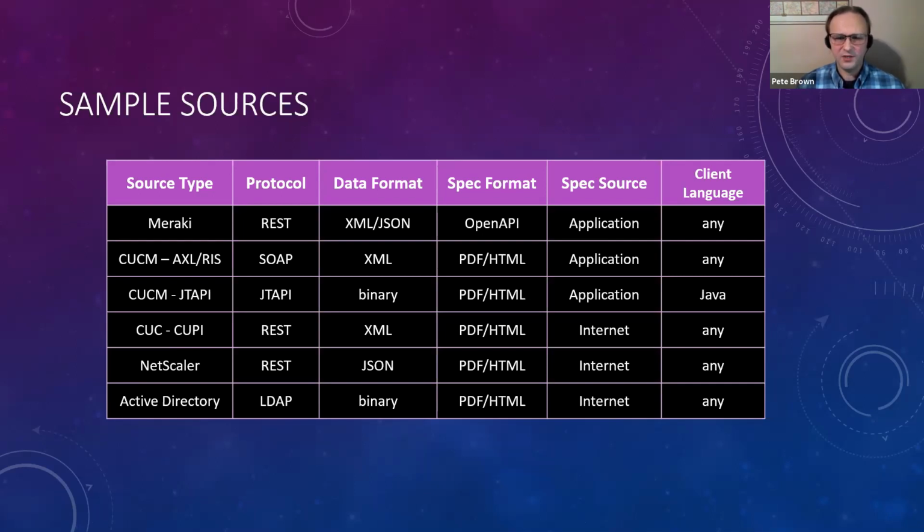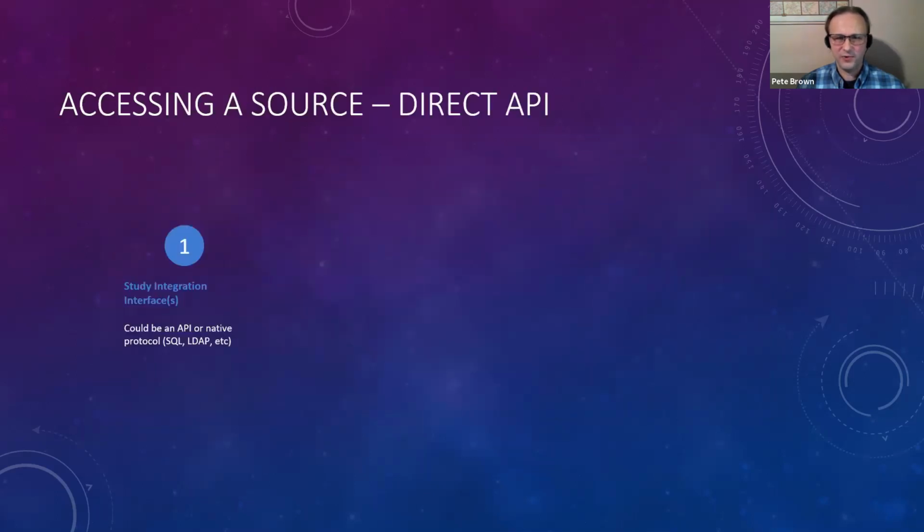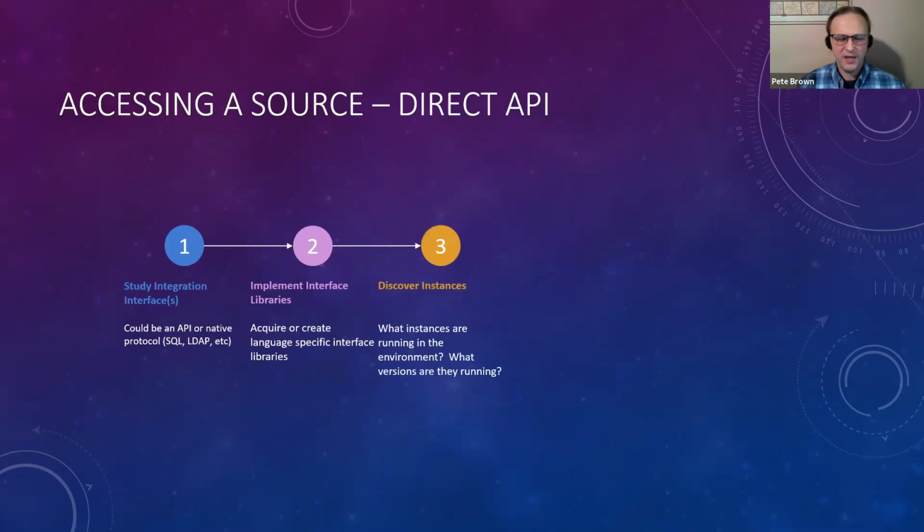So let's say we want to go ahead and proceed with this. Every time somebody wants to integrate with a source, they have a series of steps they have to follow. First, they have to study the integration interfaces: SQL, LDAP, and so on and so forth. You have to get libraries for that interface in your language. So maybe you get some npm packages for Node.js, maybe some Python pip packages. Could be many things.